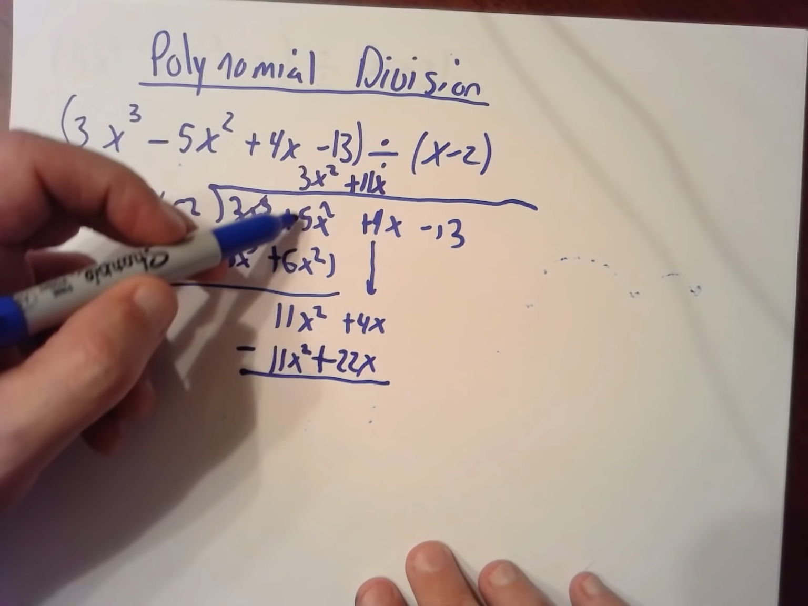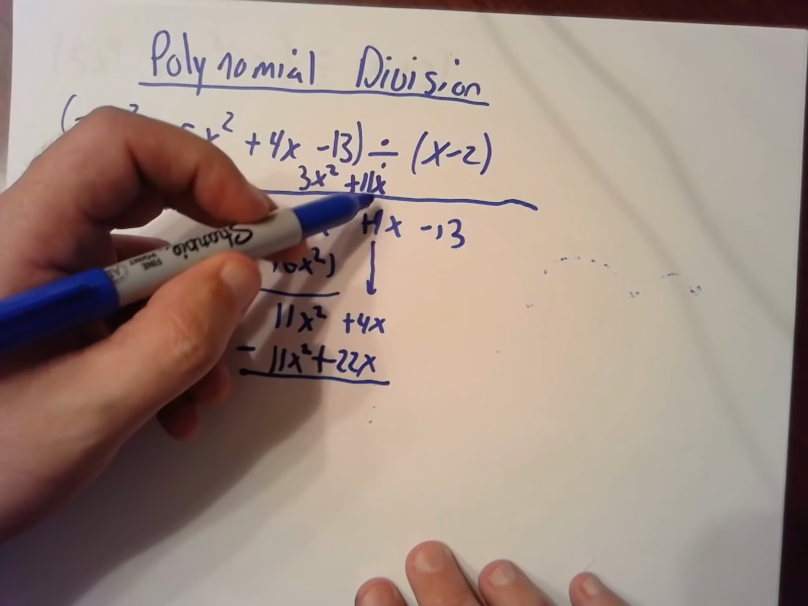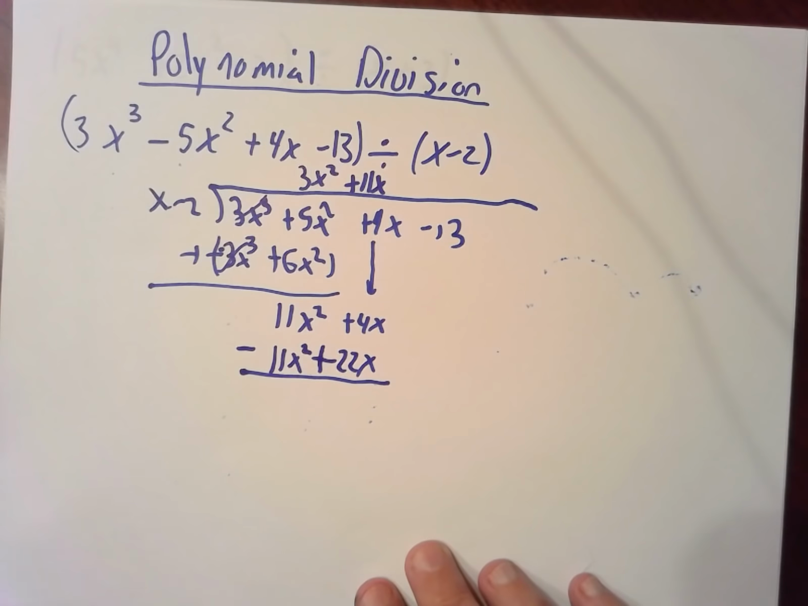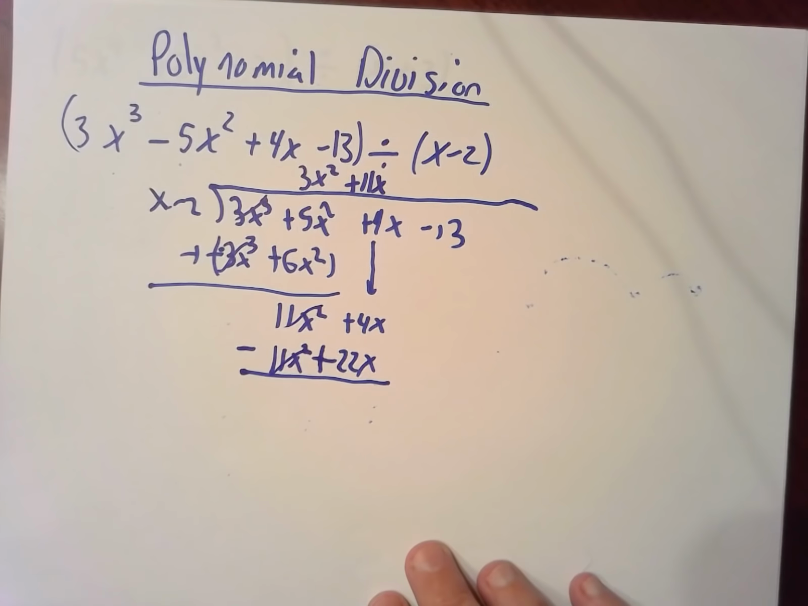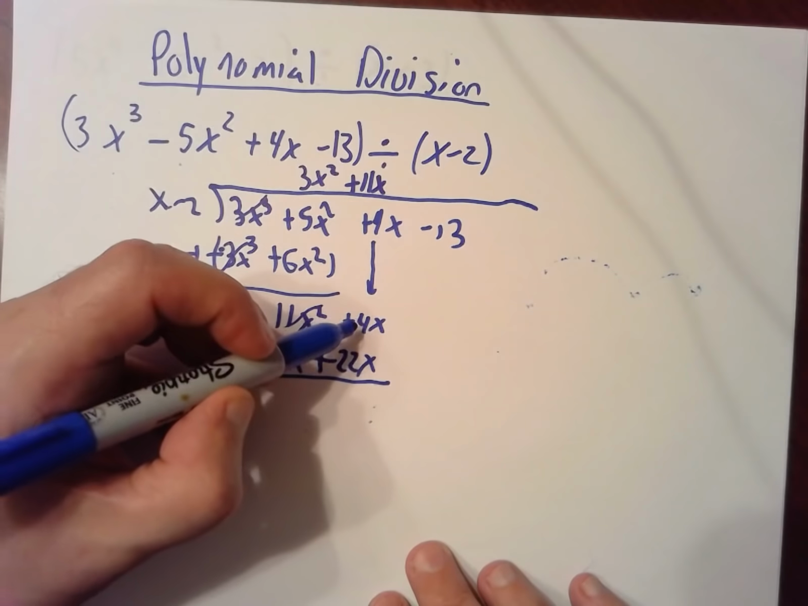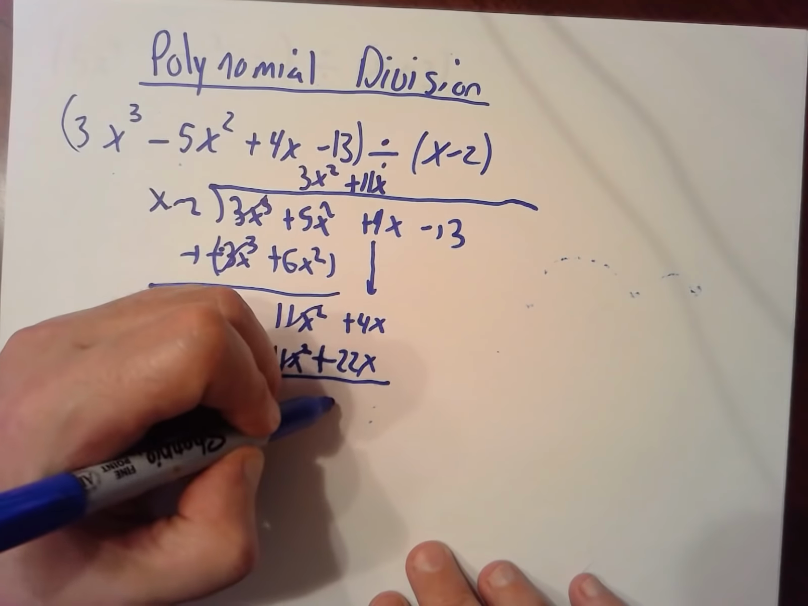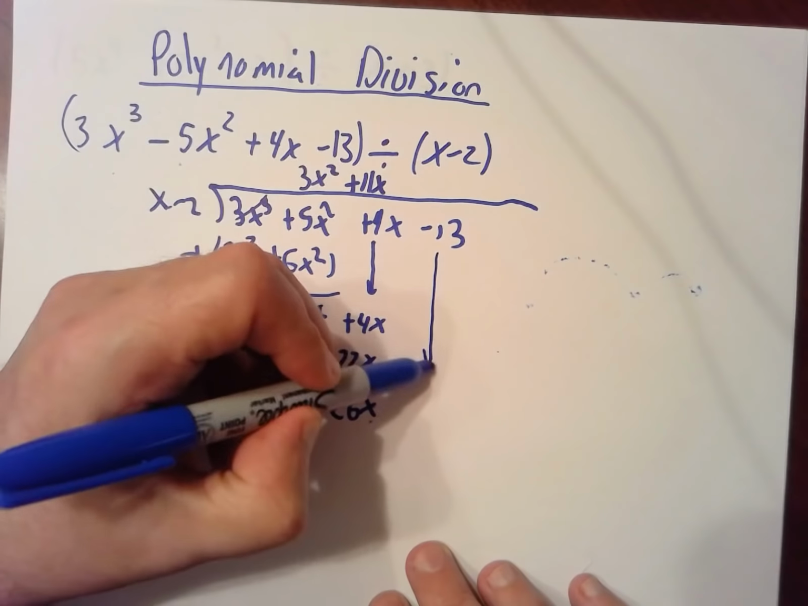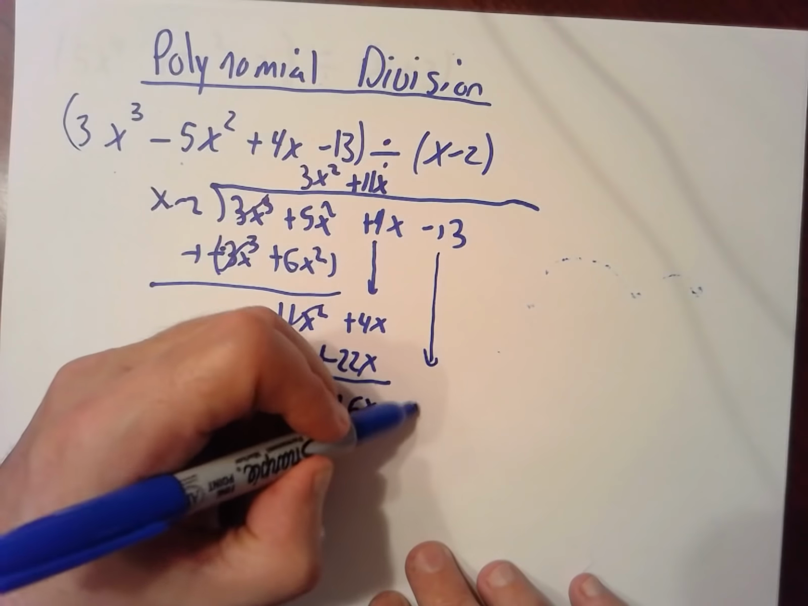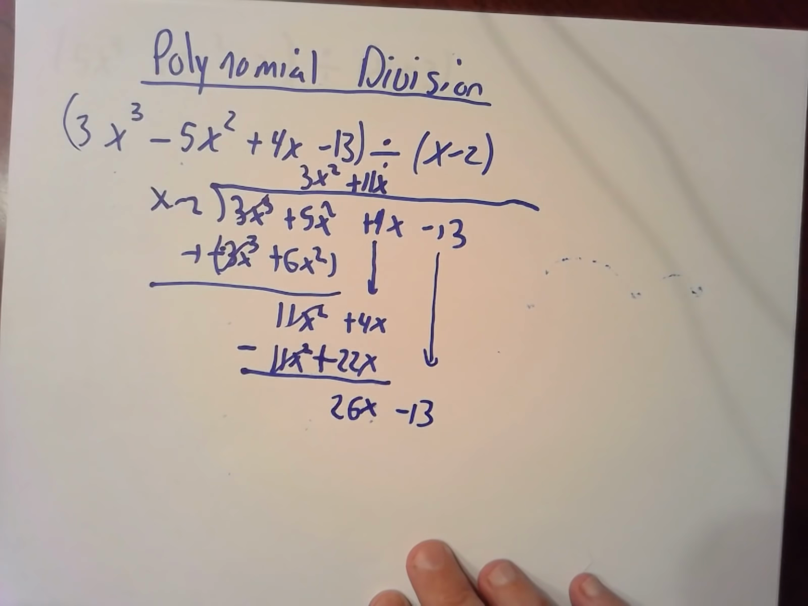Notice so far all my x squareds are lined up, all the x's are lined up. If you keep everything organized, this is not too bad. These two cancel by design. 4x plus 22x would be 26x. And bring down the next guy. Minus 13.